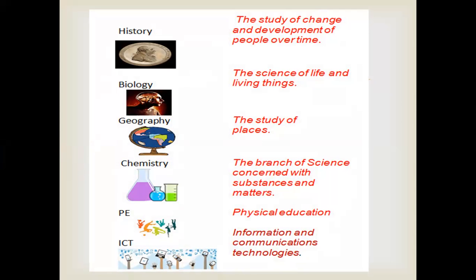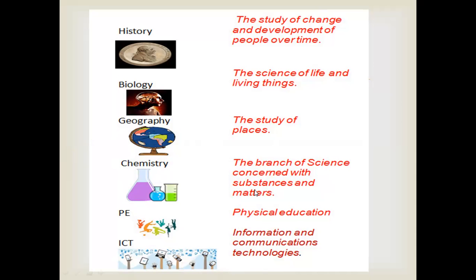Biology is a kind of science of life and living things. To study the living things, the plants, the animals, this is biology. What about geography? The study of places. If I study about the countries, where is this ocean, where is this continent, or anything, this is geography. As you can see, we can use a map to learn about the location of places.